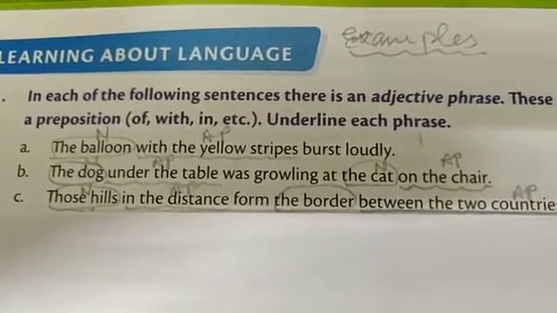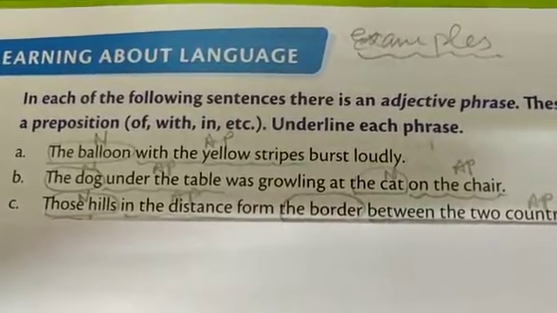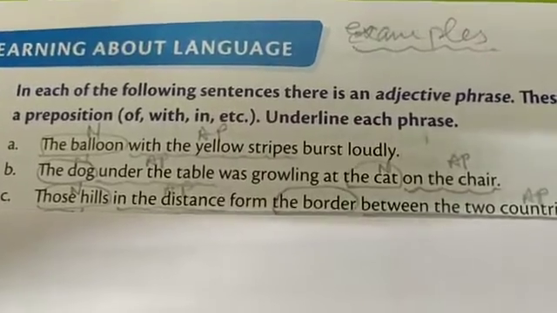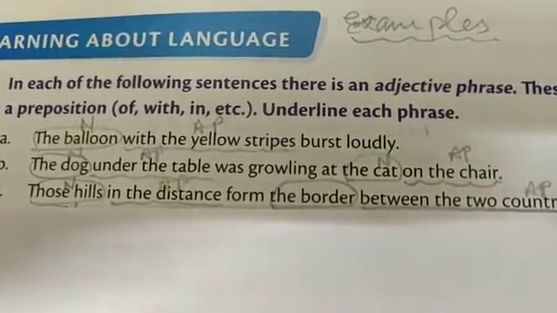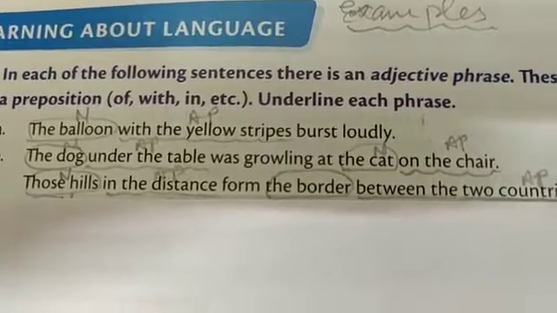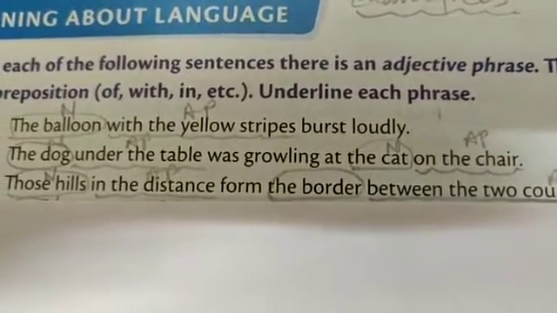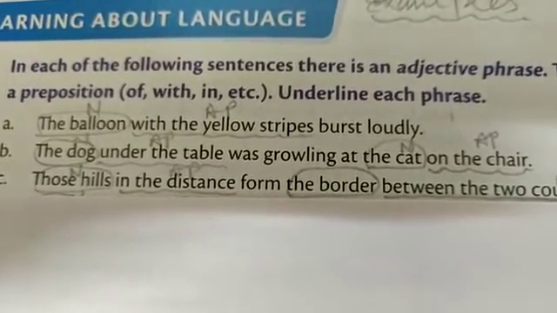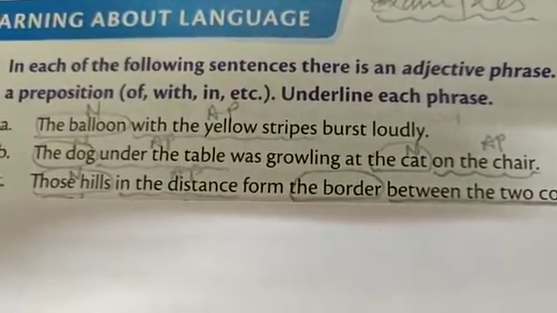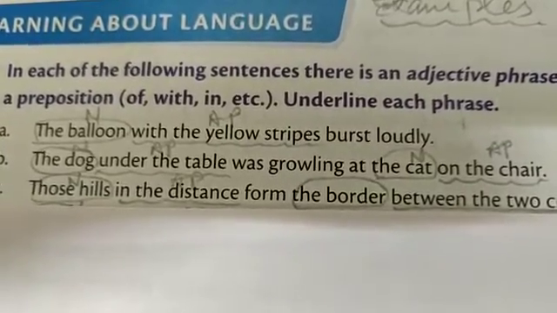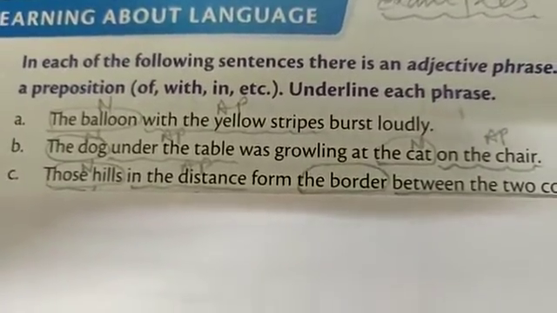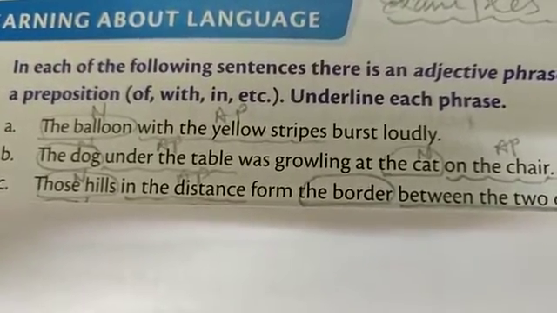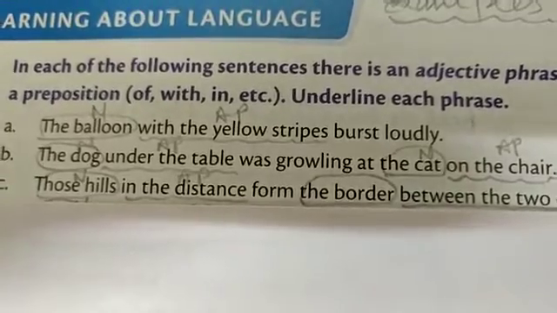Now the first sentence that we are going to look at is, the balloon with the yellow stripes burst loudly. First of all, we need to identify the subject over here. What is the subject? The balloon, which is a noun. Now we have to look for the preposition. The preposition is with, right? The yellow stripes is the object. So with is showing us the relationship between the balloon and the yellow stripes. Therefore, with the yellow stripes will be your adjective phrase.